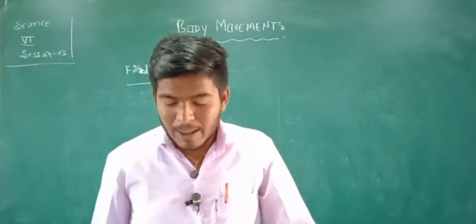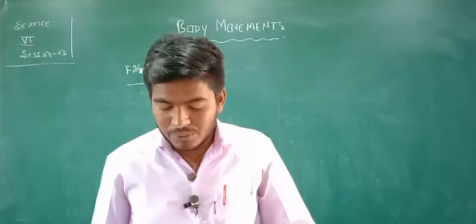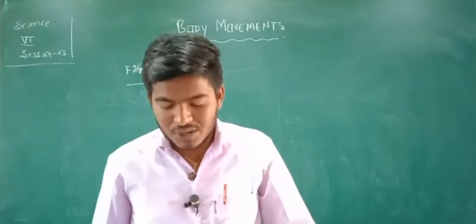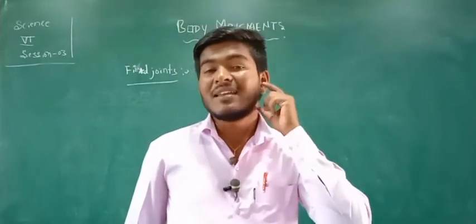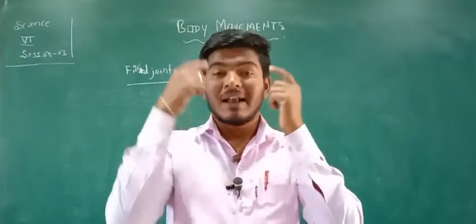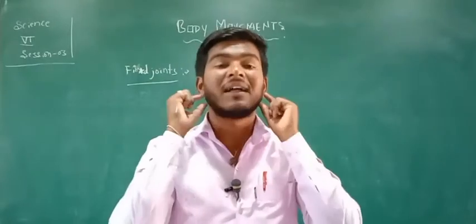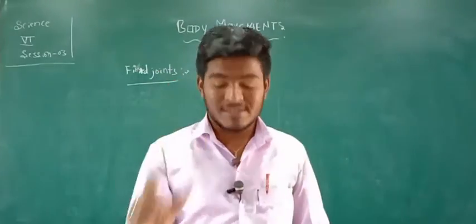Try to move your upper jaw. Now are you able to move it? There is a joint between the upper jaw and the rest of the head, which is a fixed joint. See here, there is a joint between the upper head and the lower jaw. That joint is called a fixed joint.